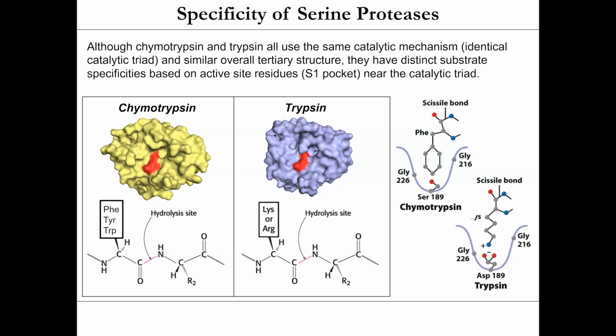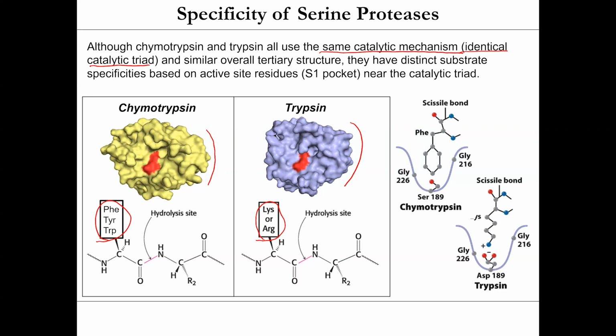So we just went through the catalytic mechanism of chymotrypsin, and I just want to point out that all serine proteases are going to use this same catalytic mechanism. So all serine proteases have identical catalytic triad residues. And really, all serine proteases have a similar overall tertiary structure. But we know that they have distinct substrate specificities. So chymotrypsin, of course, hydrolyzes after aromatic hydrophobic groups, and then trypsin hydrolyzes after positively charged lysine or arginine groups.